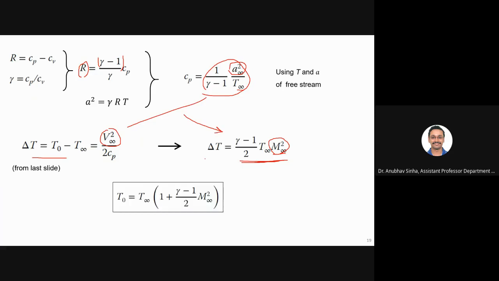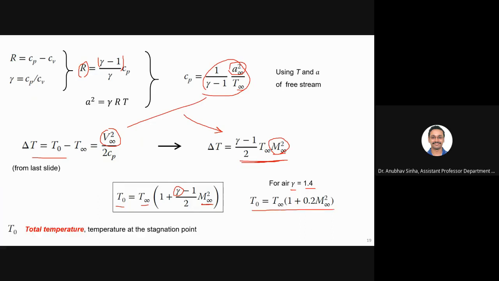Finally, I can write this stagnation temperature in these terms, where T infinity is the free stream temperature. This is one important relation where we are talking about stagnation temperature in terms of Mach number and the ratio of specific heats, gamma. For air at normal room temperature, gamma is equal to 1.4. If I substitute 1.4 here, it becomes 0.4 by 2, which is equal to 0.2. So T naught is equal to this much for air. As I mentioned, T naught is called the total temperature or stagnation temperature at the stagnation point.